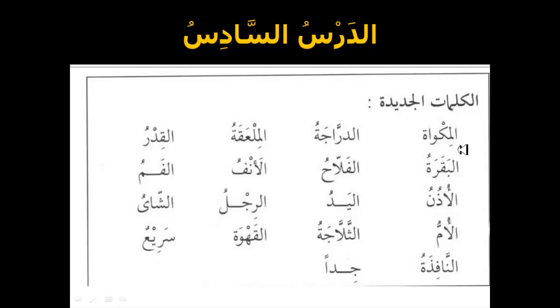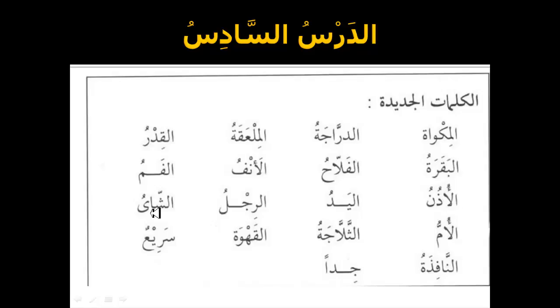Here we have al-mikwatun, an iron that we iron clothes with. Ad-darajatu, and these are all in the definite form except for maybe 2. So all the nouns are in the definite form. Ad-darajatu, the bicycle. Al-milakatu, the spoon. Al-kidru, the pot. Al-bakratu, the cow. Al-fallahu, the farmer. Al-anfu, the nose. Al-fam, the mouth. Al-udunu, the ear. Al-yadu, the hand. Al-rijlu, the leg.